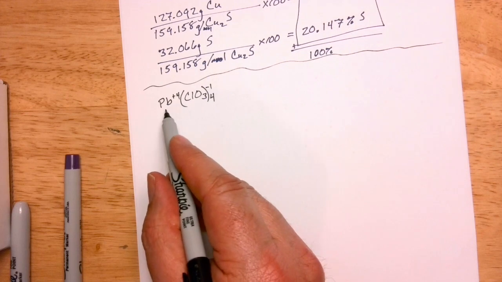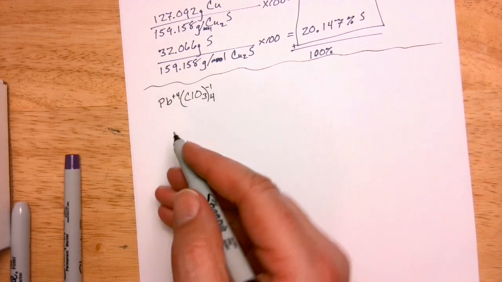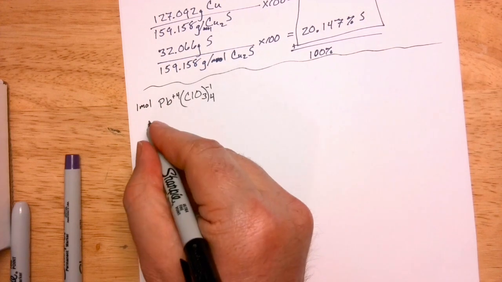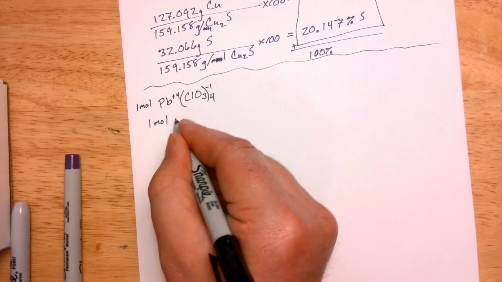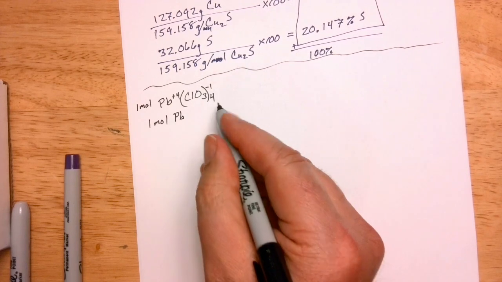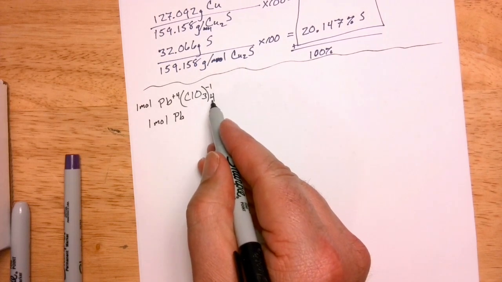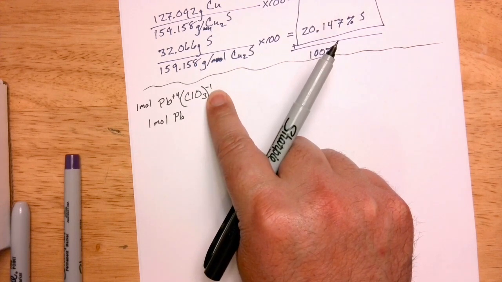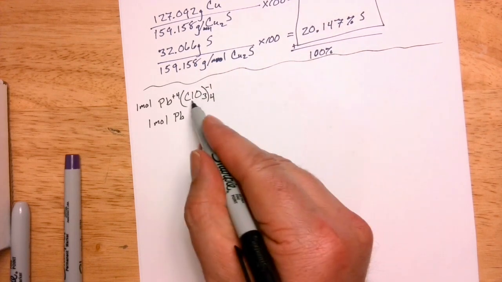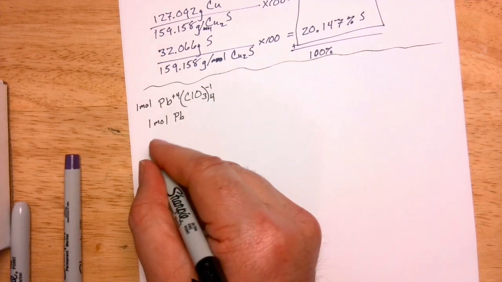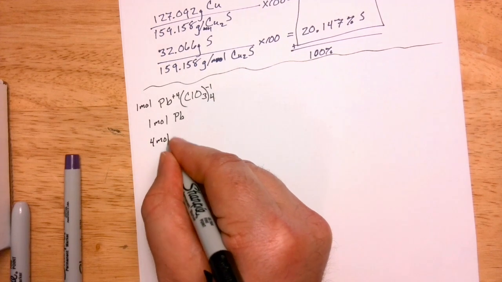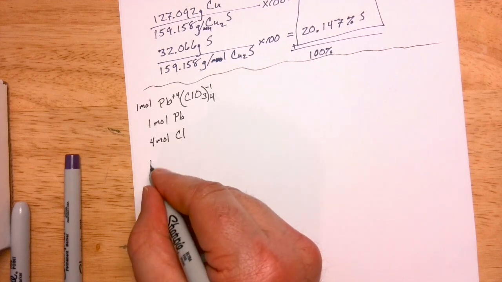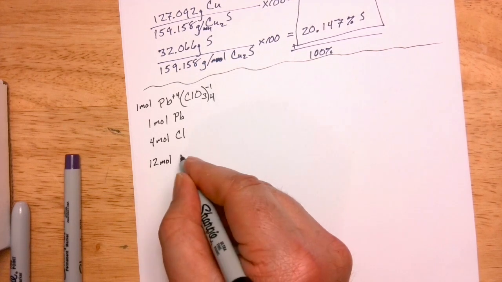So the first thing is you need to find out what is the formula weight for this. So you assume you have 1 mole of it. So you're going to have 1 mole of lead. For chlorine, without this, you would have 1 mole of chlorine. But everything inside of here is being multiplied by 4. So you're going to have 4 moles of chlorine. And then 4 times 3, you're going to have 12 moles of oxygen.